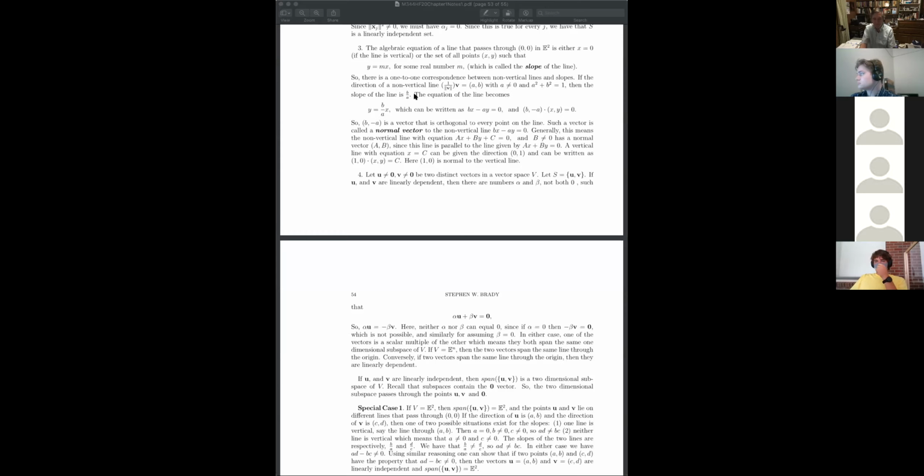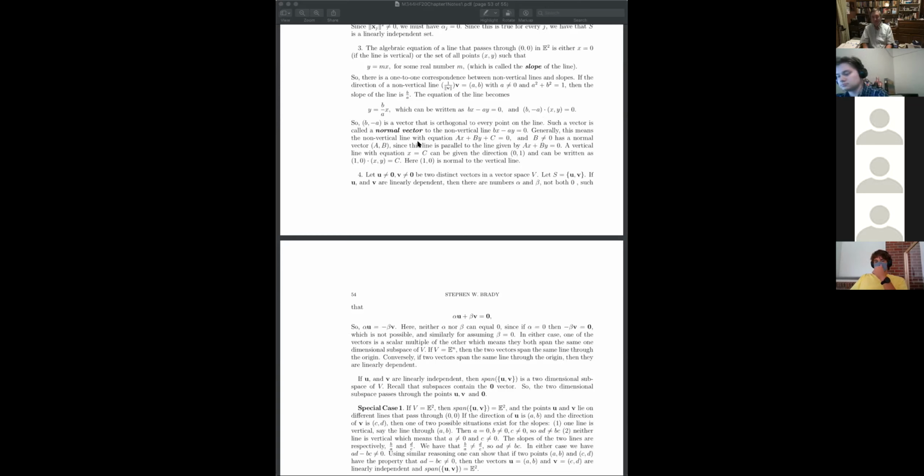The equation of the line becomes y equals b over a times x, and you can write that as this, or you can write that with dot products. So the equation of a line in the plane, you know, generally this kind of formula. This line, by the way, is going through the origin. Not all lines go through the origin, but the vector subspaces do. So (b, -a) is a vector that's orthogonal to every point on the line. Such a vector is called a normal vector, and so on.